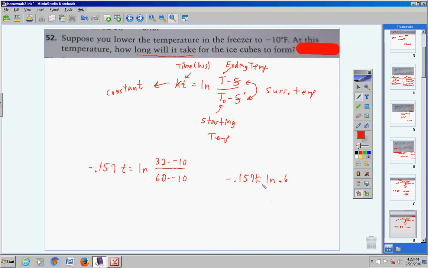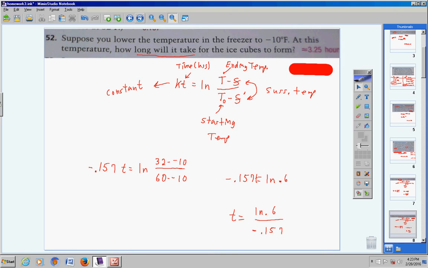So there we go. Now to solve for T, divide both sides by negative 0.157, so T equals the natural logarithm of 0.6 over negative 0.157. So in your calculator you would type natural logarithm of 0.6, enter, divided by negative 0.157, enter, and you will get 3.25, and of course time is in hours, so that's how many hours it would take.